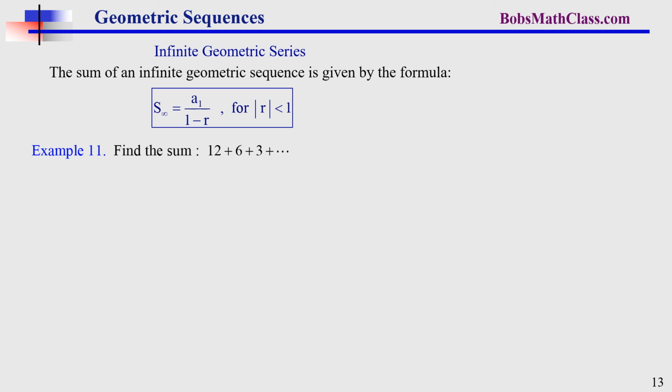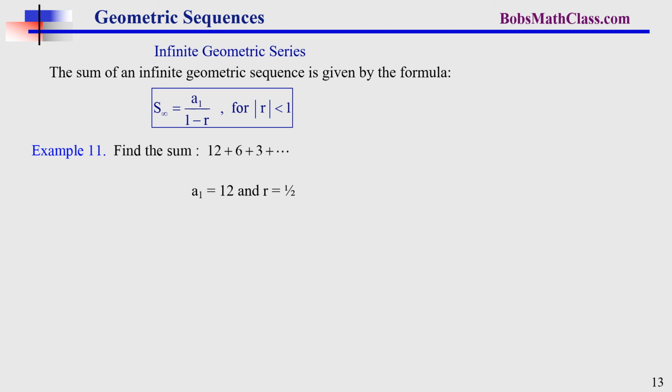Okay, here's our first example. Find the sum of 12 plus 6 plus 3 plus ... Okay, so what is our a1? Our a1 is 12. And r, what is r? 6 divided by 12, or 3 divided by 6. So r would be 1/2. Can we use our formula? Yes. Because r is less than 1 and greater than -1, then we could use it.